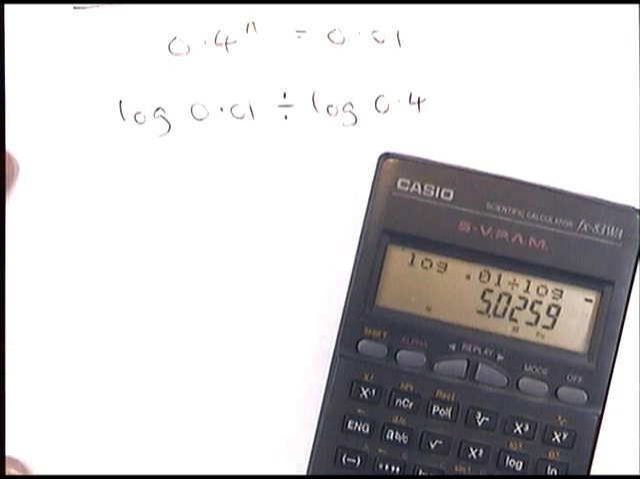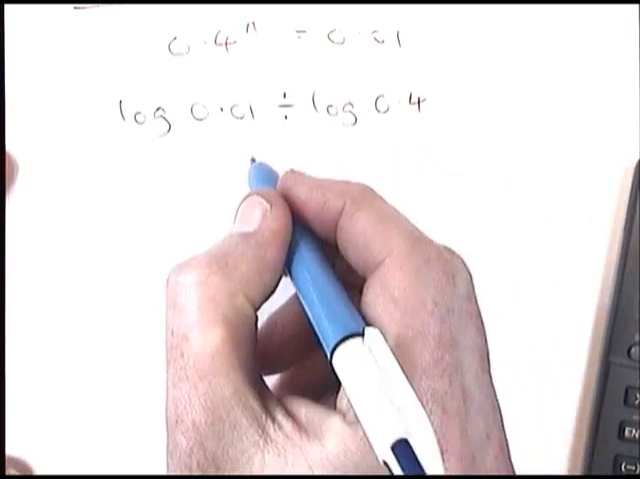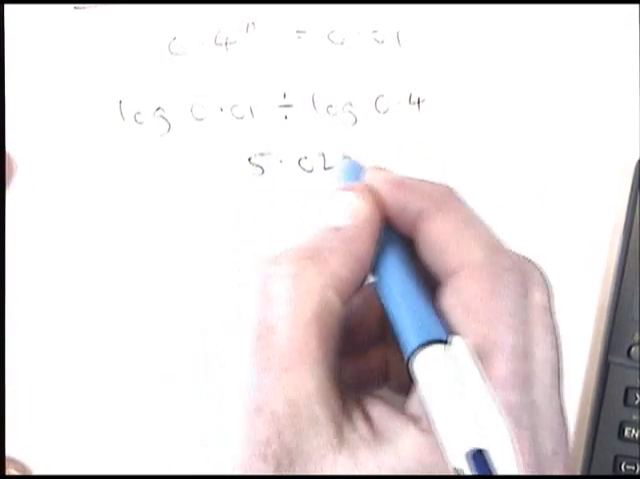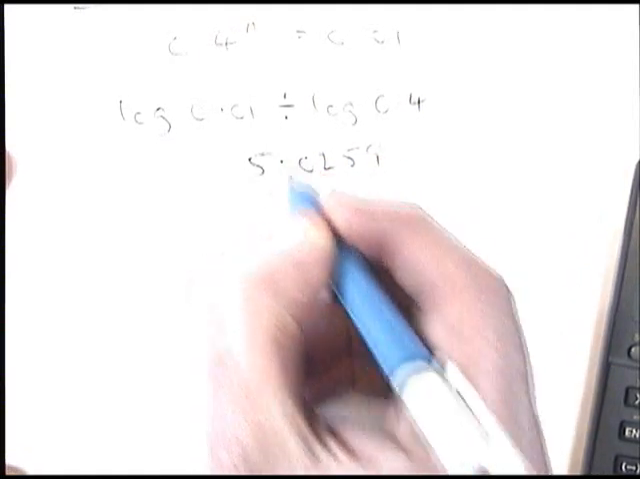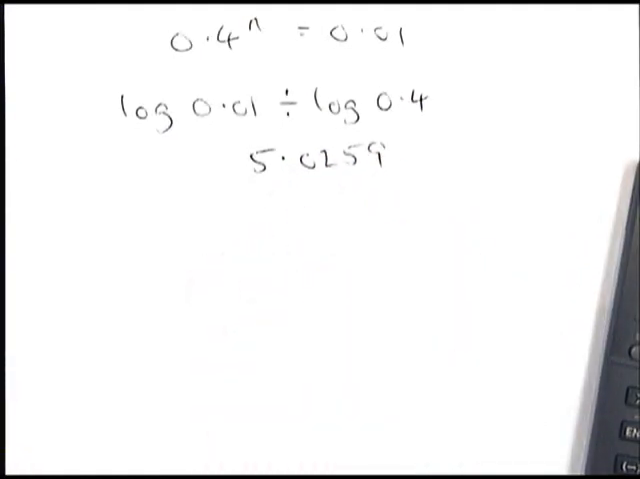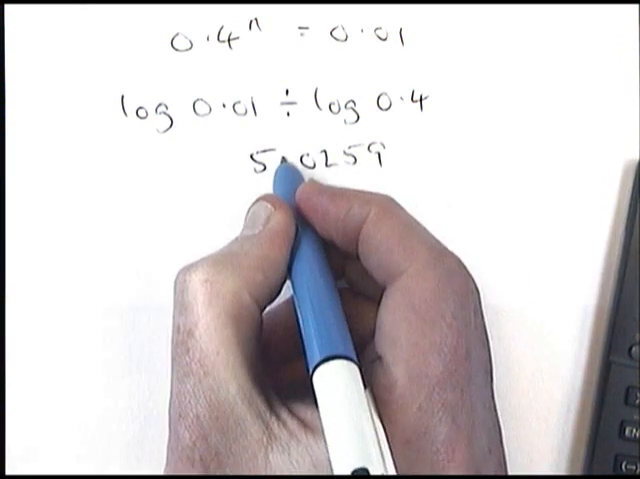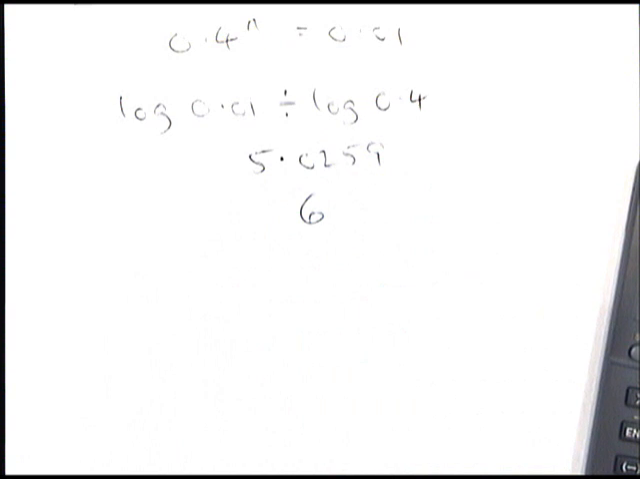That gives me 5.02. So n, the number I'm looking for, has to be at least 5.02. Well, in this question, it's got to be a whole number. So the first whole number, at least this size, is 6. So that avoids you doing the trial and error.